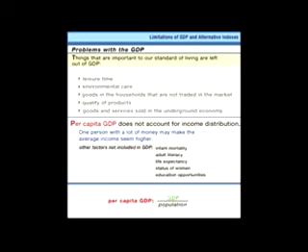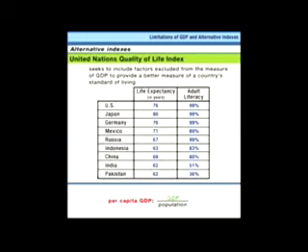Another interesting effort is on the part of a group in San Francisco called Redefining Progress. Redefining Progress has conducted what it calls a Genuine Progress Index.